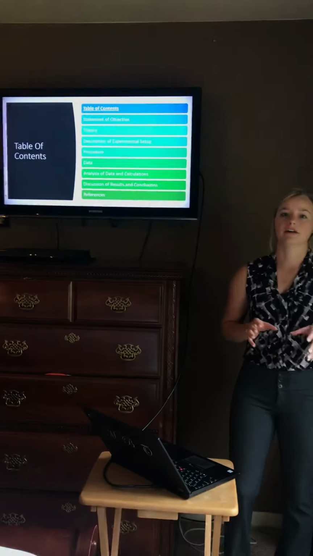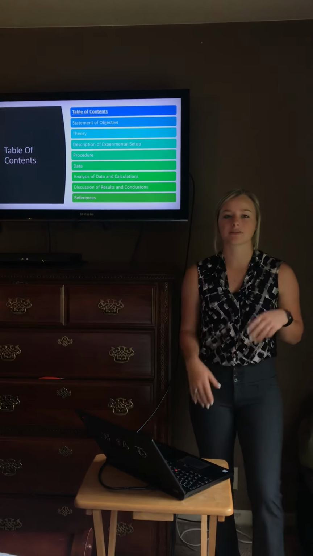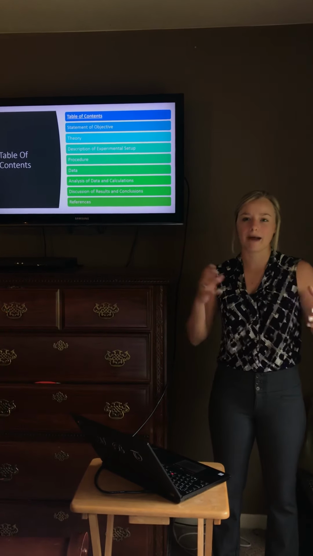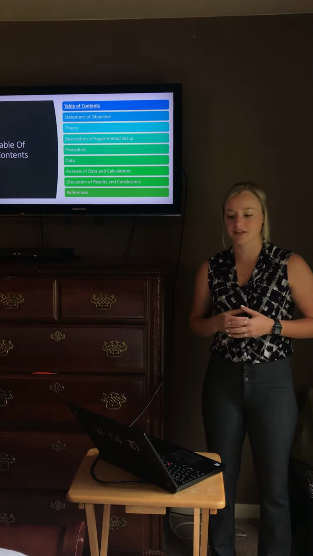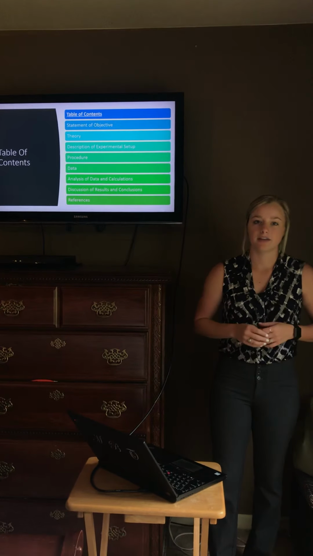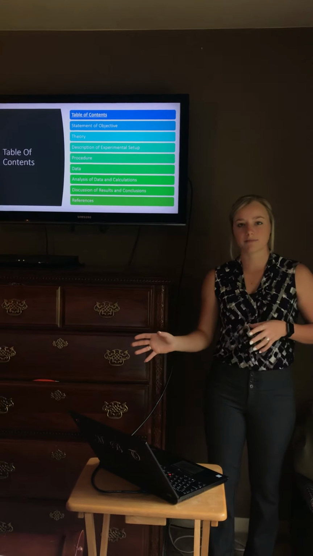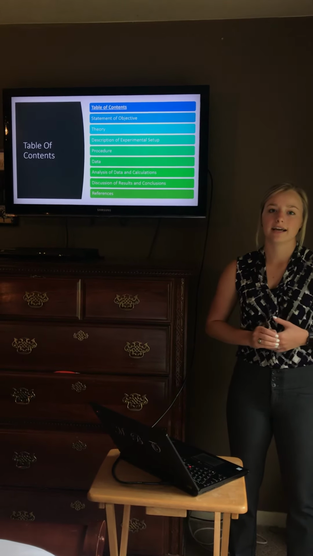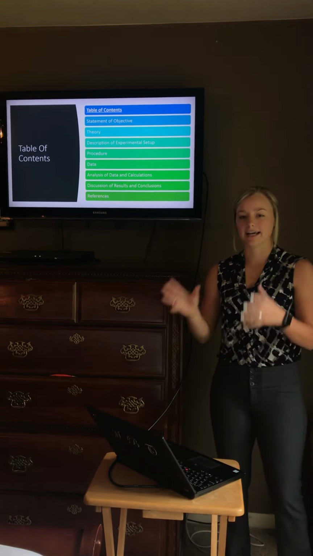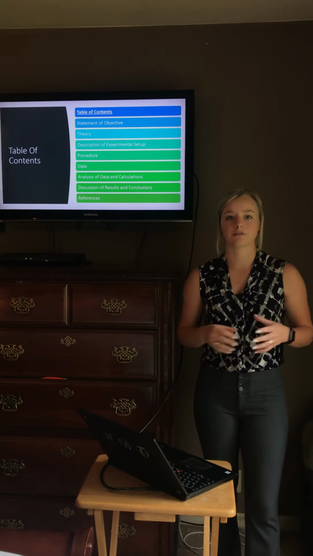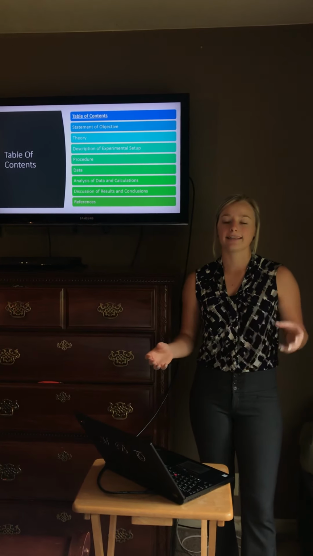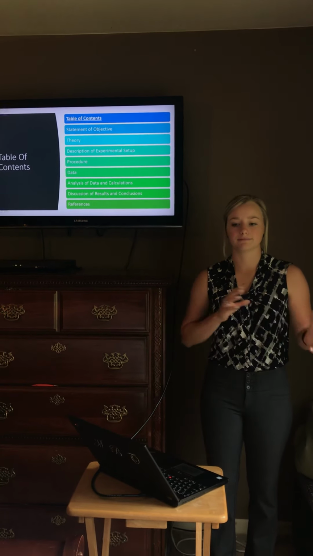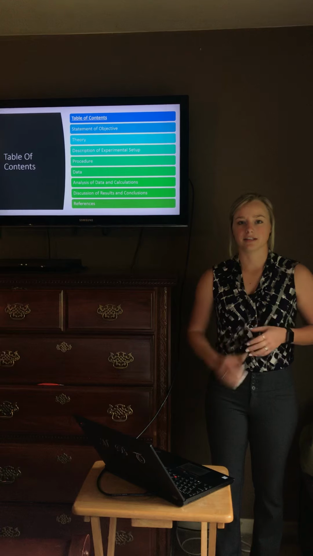So a brief outline of how this presentation is going to go. It will start with a statement of the objective, followed by a theory that will give you a little background information regarding the experiment that was done and why it's important. And then we'll go into the experimental setup, and then the procedure that we did use for this experiment, and then I will give you the data that was obtained during the experiment, followed by analyzing that data and the calculations that we did by hand, and then I will discuss those results and then give you a short conclusion.